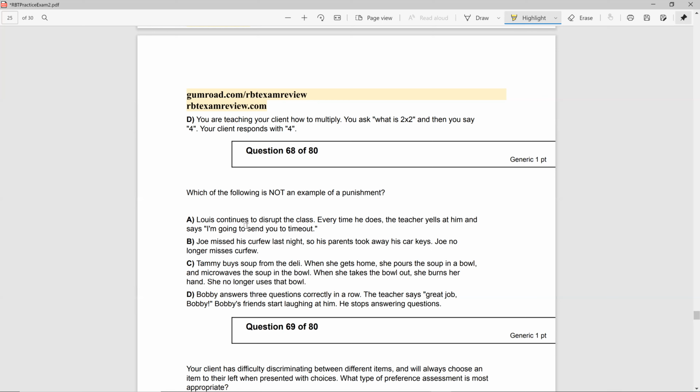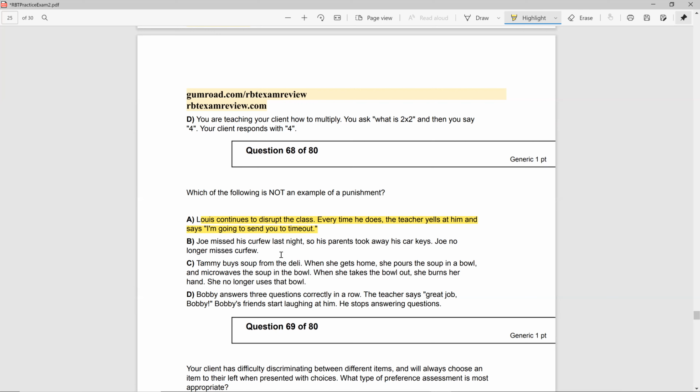Okay. Remember, when we're looking at reinforcement and punishment, we're looking at how it affects the behavior. If the behavior increases, it's reinforcement. If the behavior decreases, it's punishment. If the behavior doesn't change, okay, then it's neither. We can't tell. We have to look at the behavior change and not the actual procedure. Okay. So read the rest.